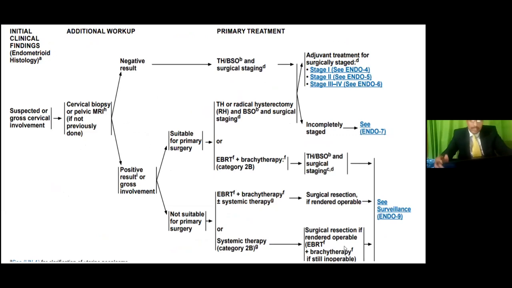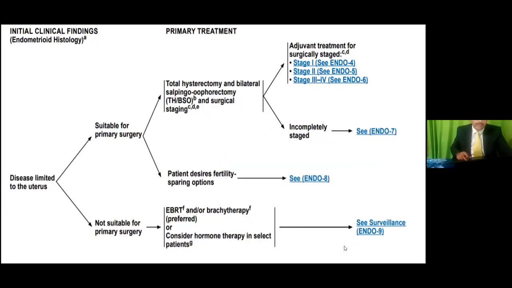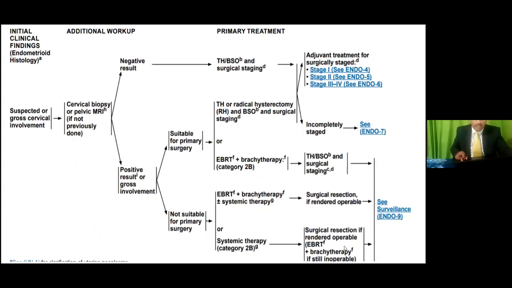Coming to the case where there is suspected gross involvement of the cervix on the cervical biopsy or on the pelvic MRI, depending upon the cervical biopsy and MRI, positive or negative result, we have to see. If it is negative, we can go for the total abdominal hysterectomy and bilateral salpingo-oophorectomy, and we can wait for the adjuvant treatment. Here also, as in the previous slide, after the surgery, that is the total hysterectomy and bilateral salpingo-oophorectomy, we depend upon the postoperative histopathology findings to give the adjuvant treatment. Similarly, if the gross cervical involvement has been proved negative, we wait for the postoperative histopathology findings to decide on the adjuvant treatment.